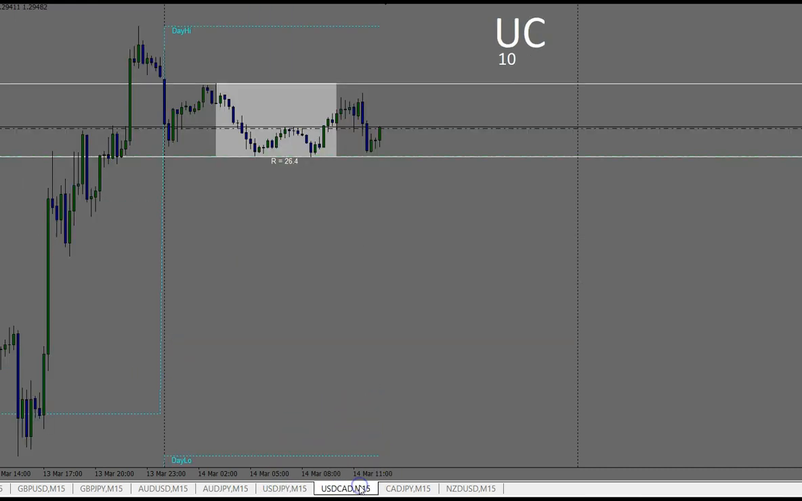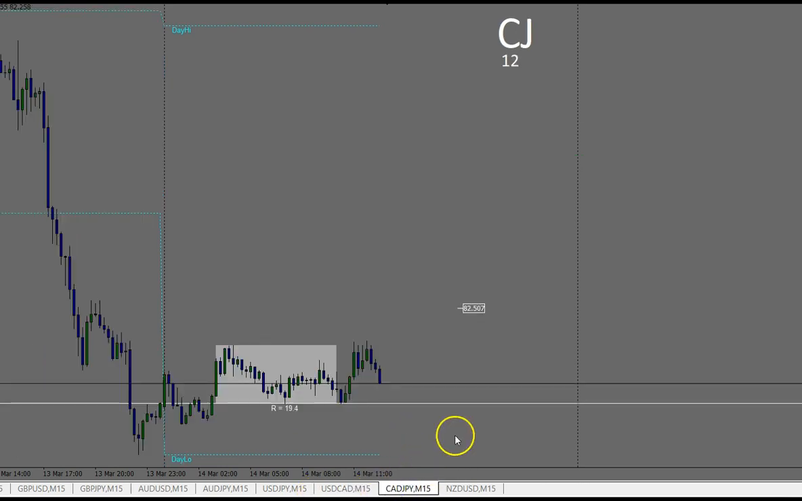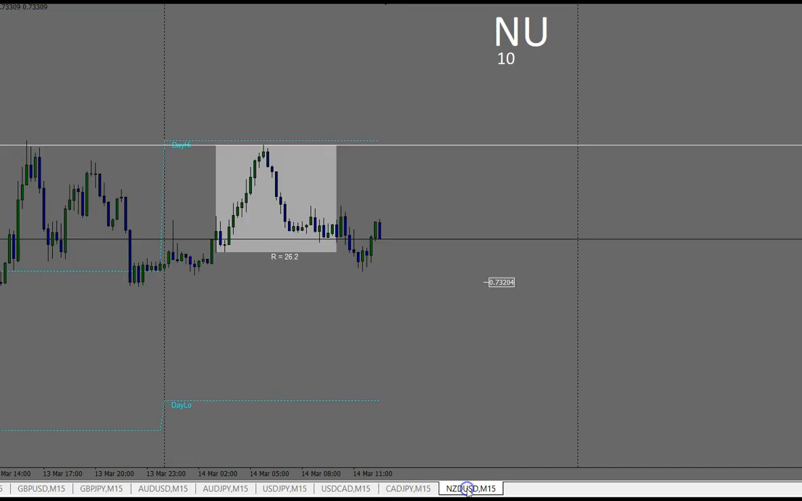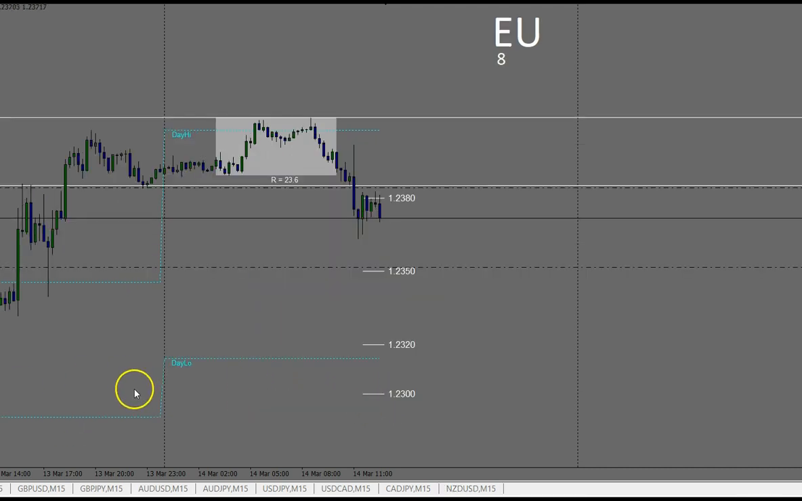No change there on the US dollar, Japanese yen. US dollar, Canadian dollar, no change. Canadian dollar, Japanese, no change. And the New Zealand, US, like I say, I punched out of that for -4 pips because it came back in the overnight range. Okay, that's where we are at the moment. I'll come back to you.